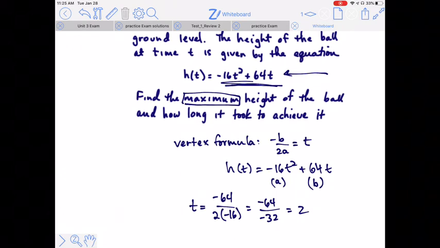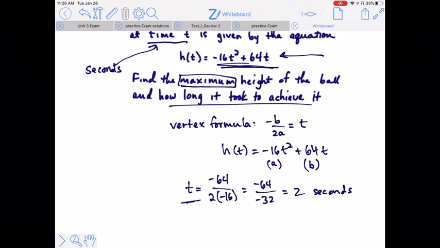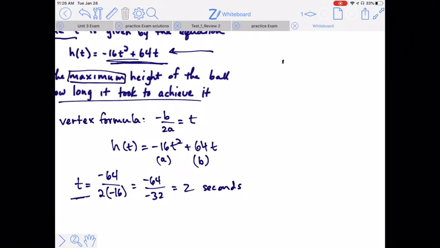Now, t in this case, and I apologize, I should have been more specific. When it says at time t up here, that's in seconds. So this t value right here, the value of t is in seconds. So this is saying 2 seconds. And that answers one part of the question, how long does it take to achieve the maximum height? We don't know what that maximum height is yet, but we know how long it took to achieve it. It's 2 seconds.